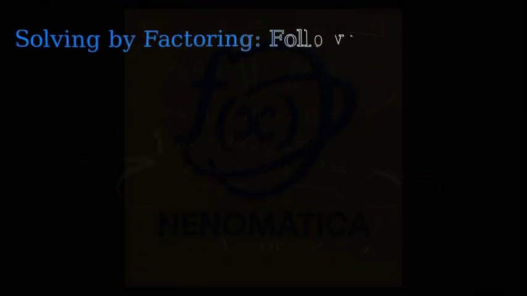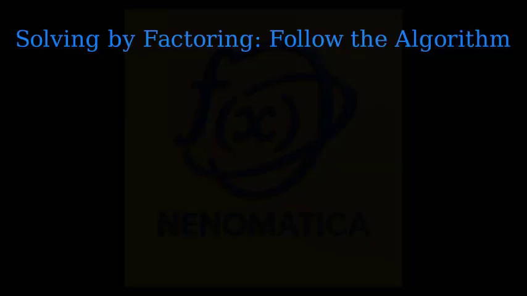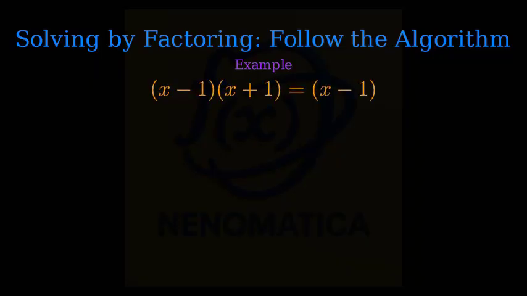In this lesson, we will solve two equations exactly following the shown algorithm. We will display each line in the precise order and explain why every move is valid. Example: start with the equation (x minus 1) times (x plus 1) equals x minus 1. We will now mirror the algorithm line by line.